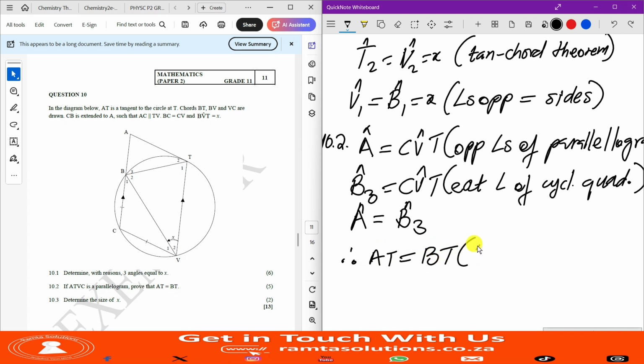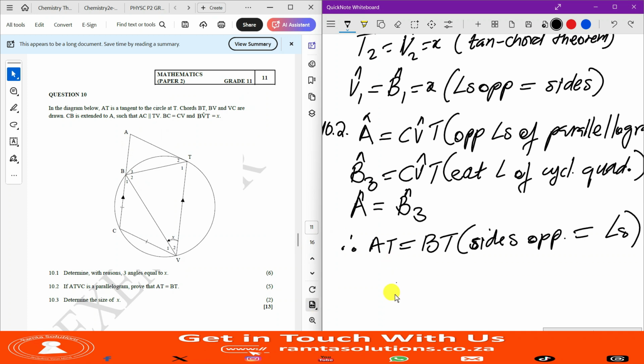Why? These are sides opposite equal angles. Okay, these are sides opposite equal angles, right? We were able to prove that angle A is equal to angle B3, right? So this is us now. Okay, perfect.